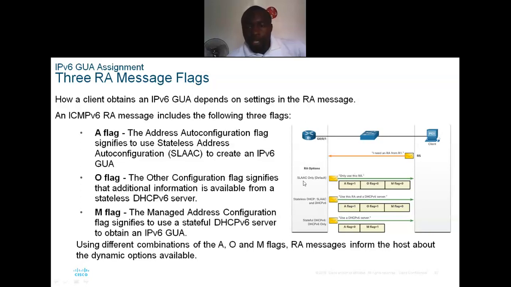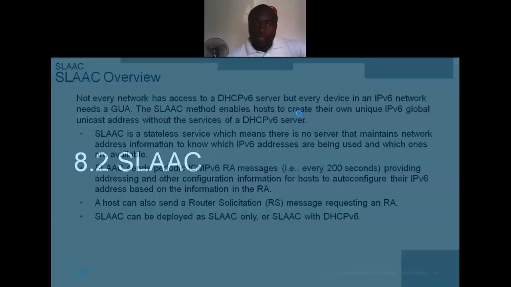All right. And so that is how it actually works. So if it's sending the message to the client, and the A flag here is 1, it means that it's using stateless, and that is usually by default. All right. But if the A flag is 1 and the O flag is 1, it means that it's using stateless, but it's also getting additional information like the DNS, like the other information that it will require. All right. So that is what this guy is saying. But if the M flag is 1, that is the DHCP server is the one that is giving it every other information that it needs.